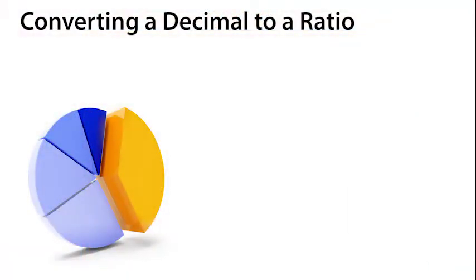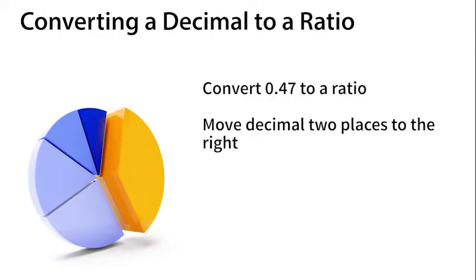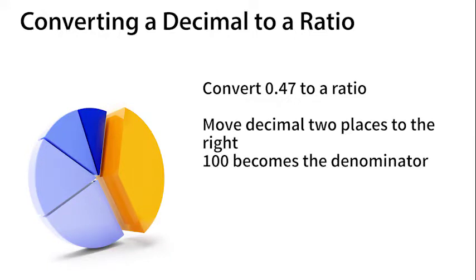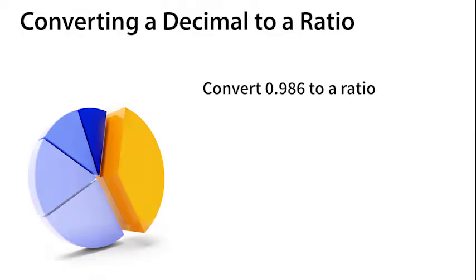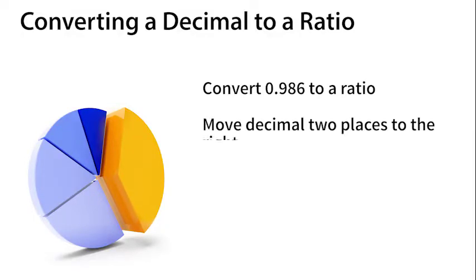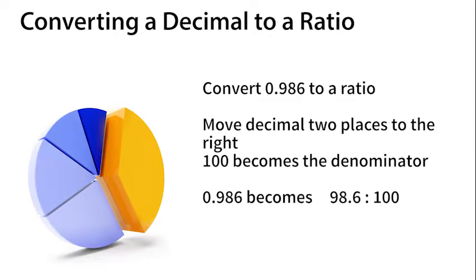Let's look at a couple other examples. If we were to convert 0.47 to a ratio, our rule is our decimal moves 2 places to the right, and then we add 100 to become the denominator. So expressed as a fraction, it would be 47 over 100. As a ratio, it would be 47 to 100. If we converted 0.986 to a ratio, we move the decimal 2 places to the right and then add 100 to become our denominator, and 0.986 will become 98.6 to 100.